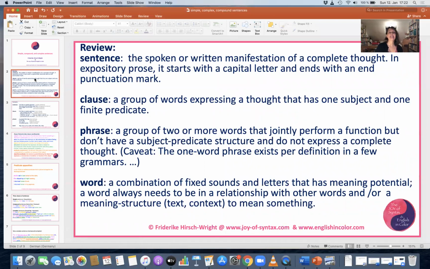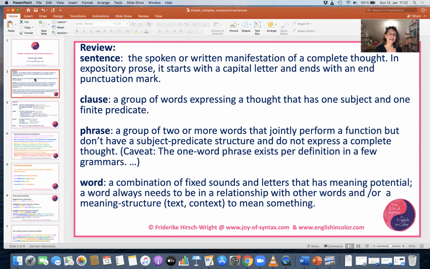It's important to distinguish between a sentence, a clause, a phrase, and a word. A sentence is a manifestation of a complete thought. And in English, it begins with a capital letter and it ends with a period, also known as a full stop. That seems like a silly little definition, but it is actually quite helpful because there are different kinds of sentences. I will give you examples soon on the next slide.